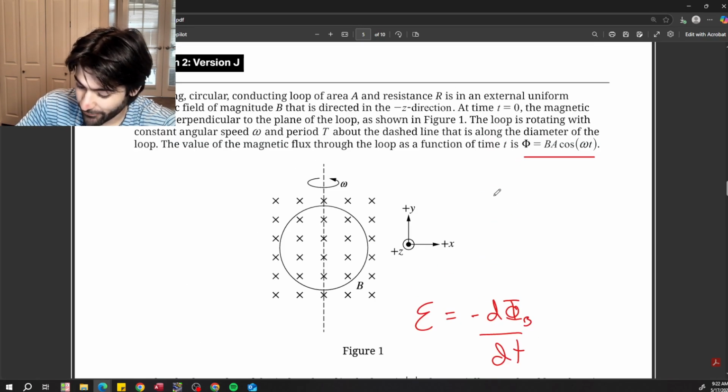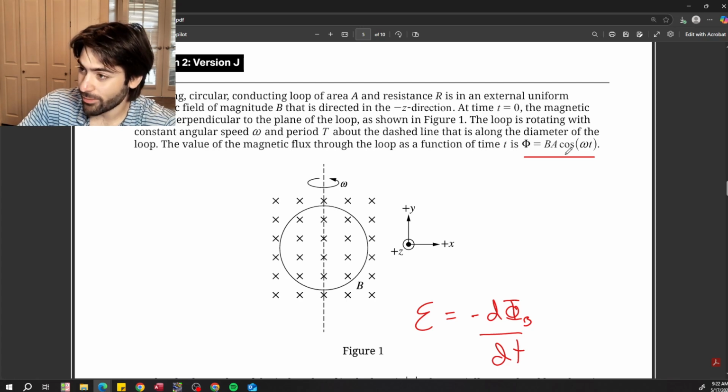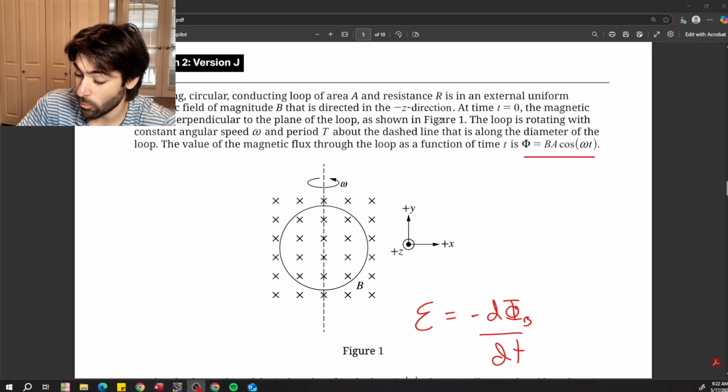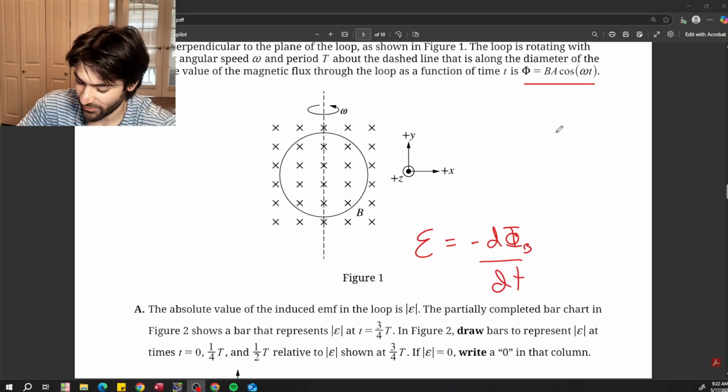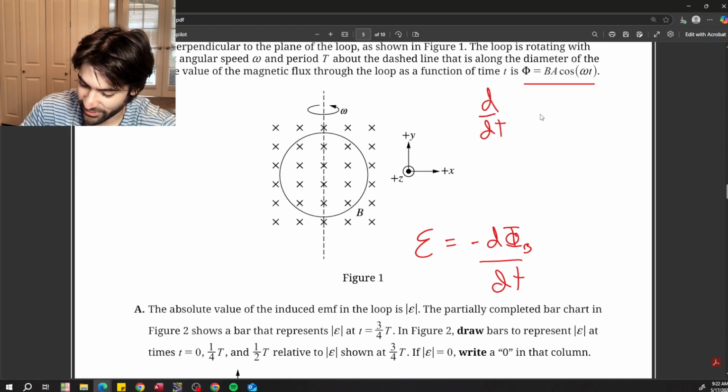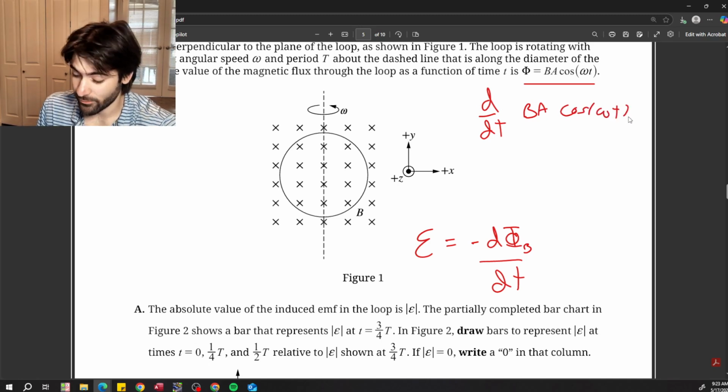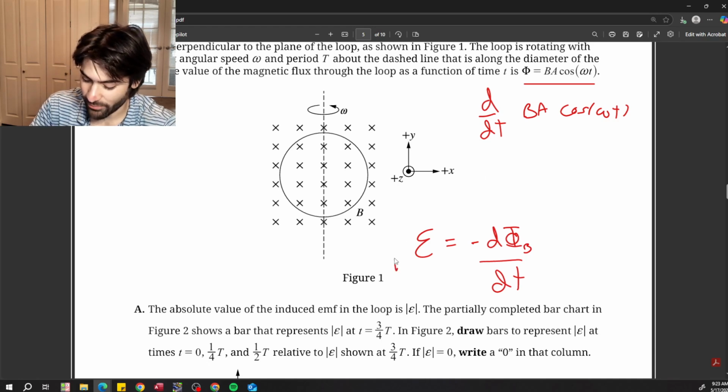And again, they were fortunately kind enough to give us the expression for what magnetic flux is. So usually one of the three quantities is changing. Either the area is changing, the magnetic field strength is changing, or the angle is changing. And so in this case, it is the angle. So you can just simply take the derivative of that expression with respect to time, d/dt of BA cosine omega t. We only care about the absolute value, by the way, so the negative sign won't really end up mattering.